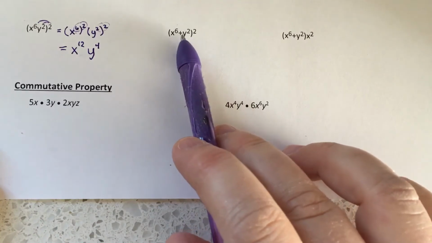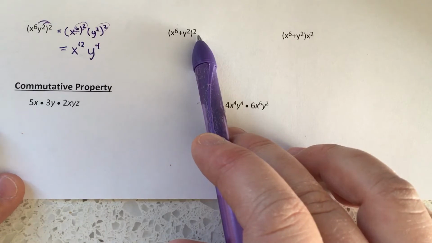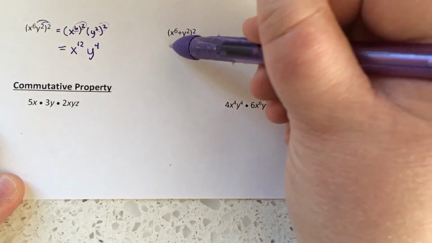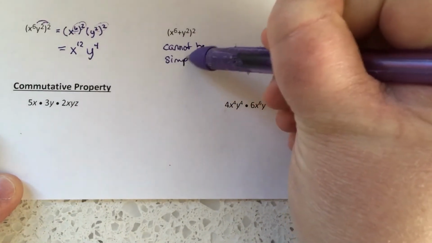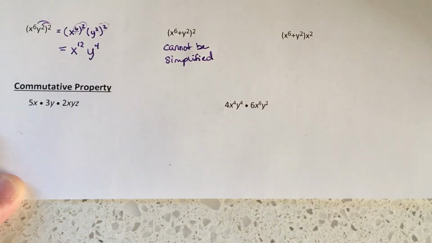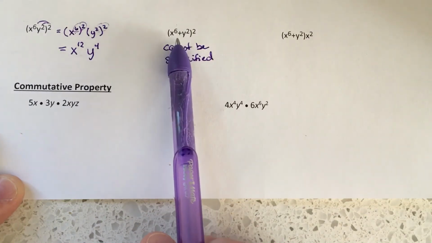In this one, we have an addition sign and an exponent. Those do not distribute. So exponents do not distribute over addition, subtraction. So this actually cannot be simplified. Later on in the course, we're going to learn a technique called FOIL. And in that case, you could FOIL this out and multiply it out, but that's not really simplified. That's actually more of an expanded form. So this is already considered simplified because exponents do not distribute over addition, subtraction.